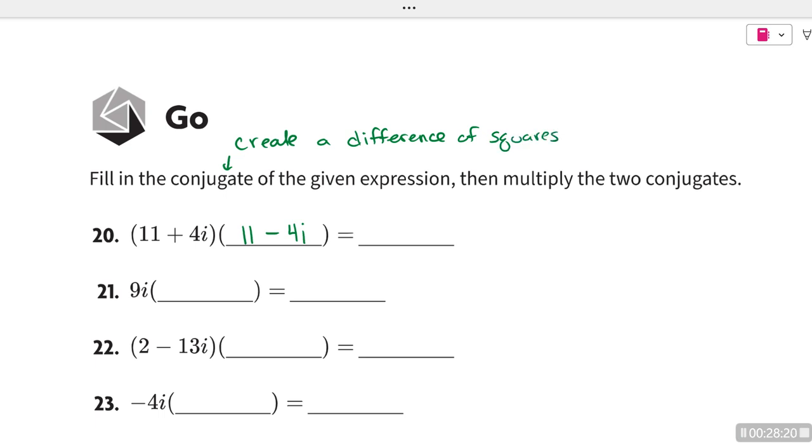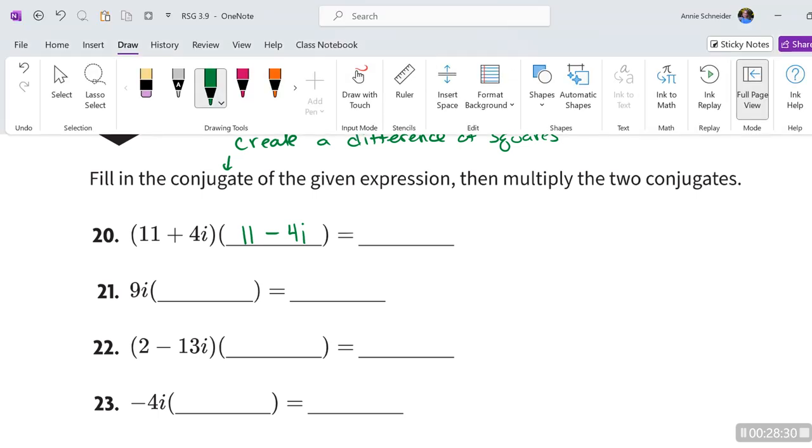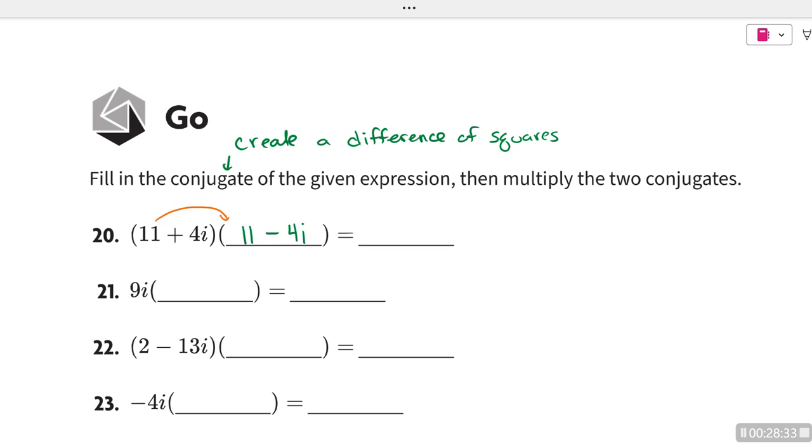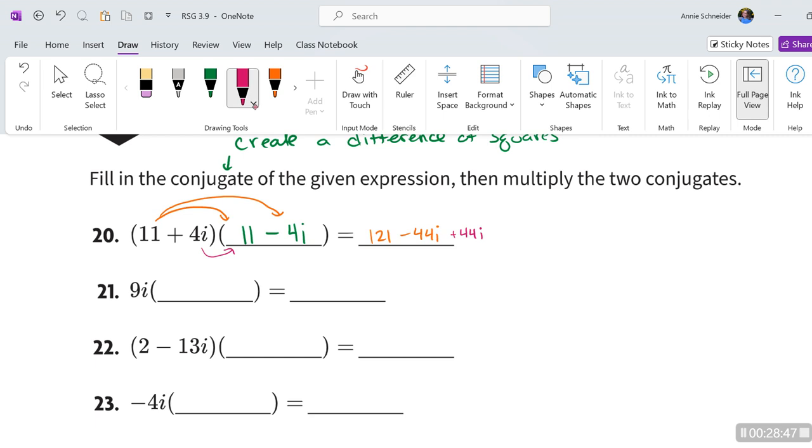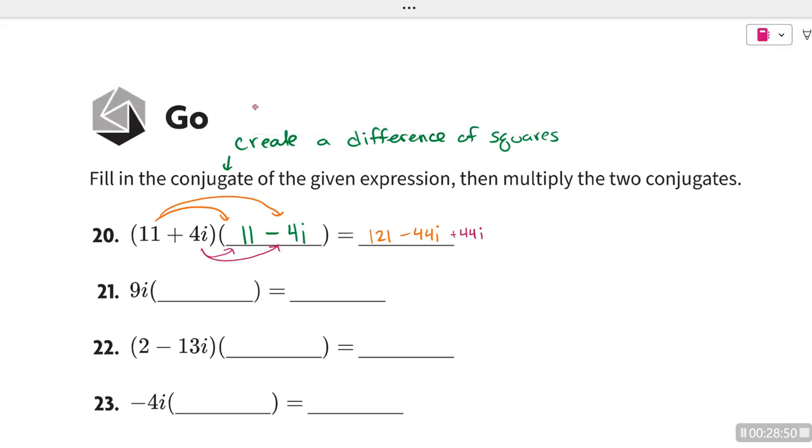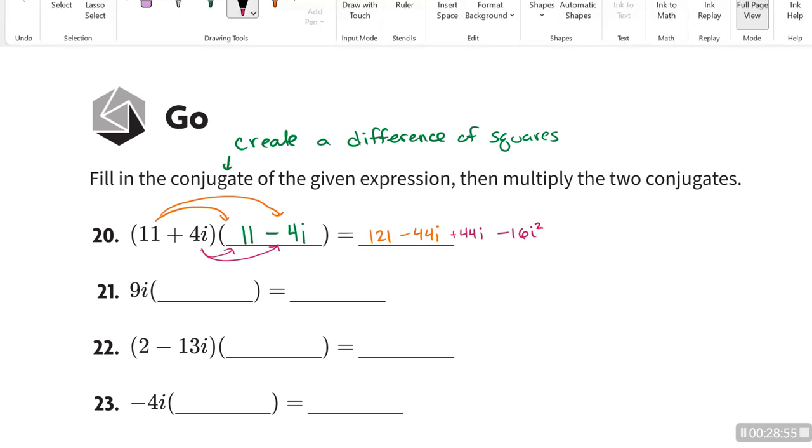That's what we're creating, because we know with the difference of squares that we're going to get a squared term to start and a squared term to end as a binomial, right? So let's actually multiply these. We could use our difference of squares shortcut, but I'll show the whole thing out. So we get 121 minus 44i, and then plus 44i. Those i terms are going to cancel out, which is great. And then -4 times +4 is -16, and i times i is i squared.